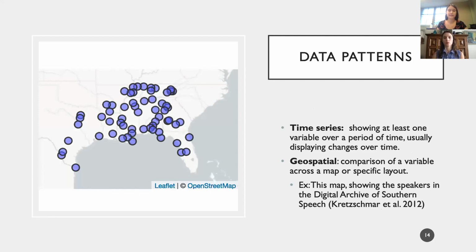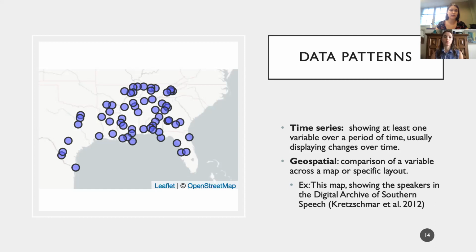So this is a very simple example of a geospatial map, but you can also have some that are more complex. So maybe the dots are coded by the rate at which a speaker did something specific in the corpus, or showing geographically how different states differ by some variable, something like that. So there are a lot of different options for mapping.